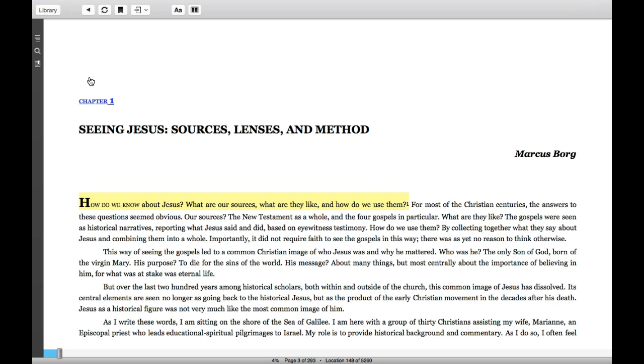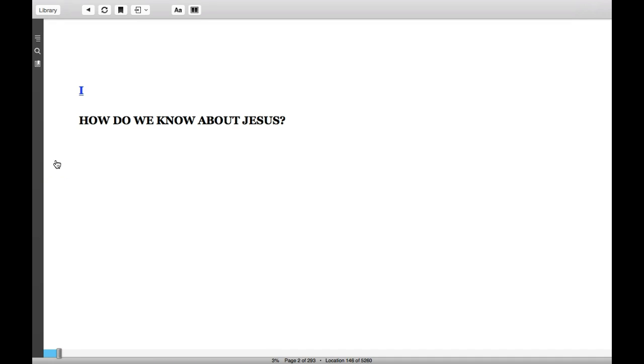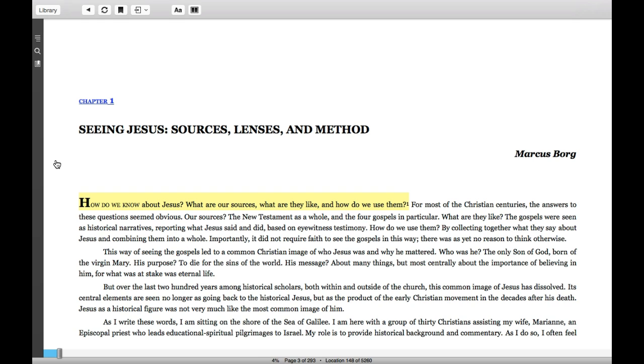The essential question you can oftentimes see is even on the page right before the chapter, which is what both of the scholars in chapter 1 and chapter 2 are going to be addressing: how do we know about Jesus? In other words, and he summarizes it right here in this first sentence, how do we know about Jesus? What are our sources? What are they like, and how do we use them? He begins by saying that for the majority of Christian history, the answers to these questions are fairly obvious. The sources: the New Testament as a whole, the four Gospels in particular. What are they like? Well, the Gospels are simply history reporting what Jesus did.